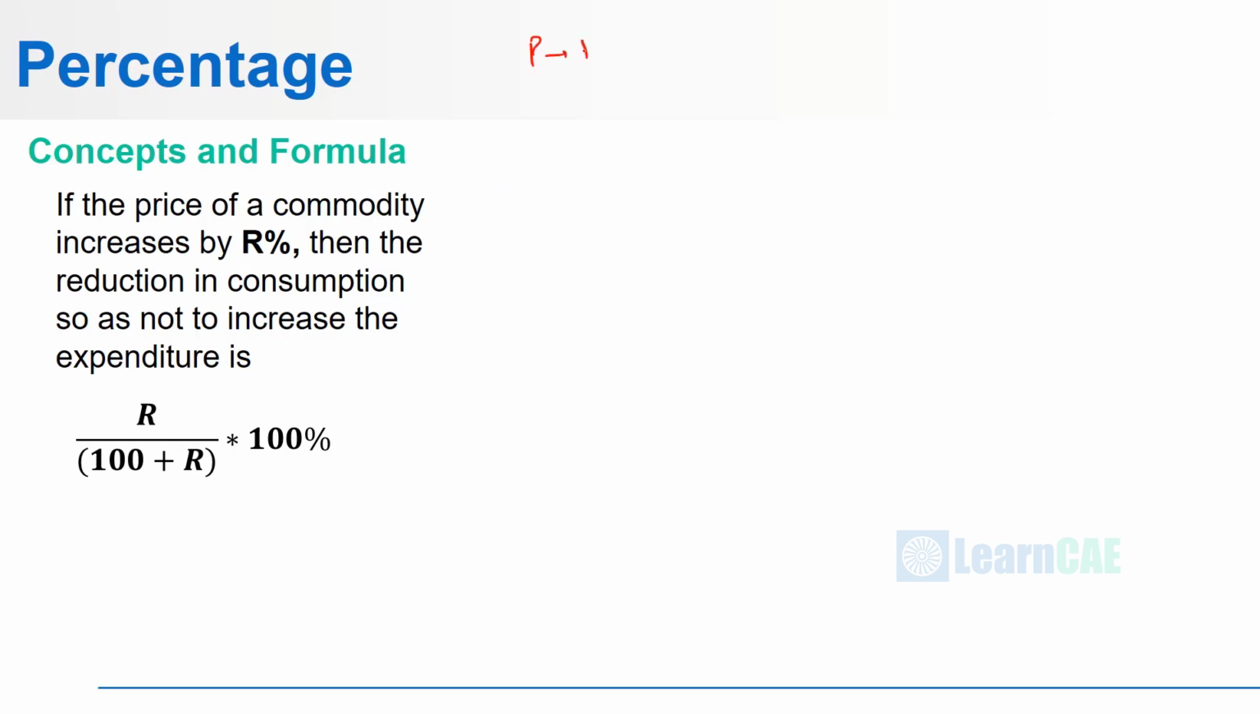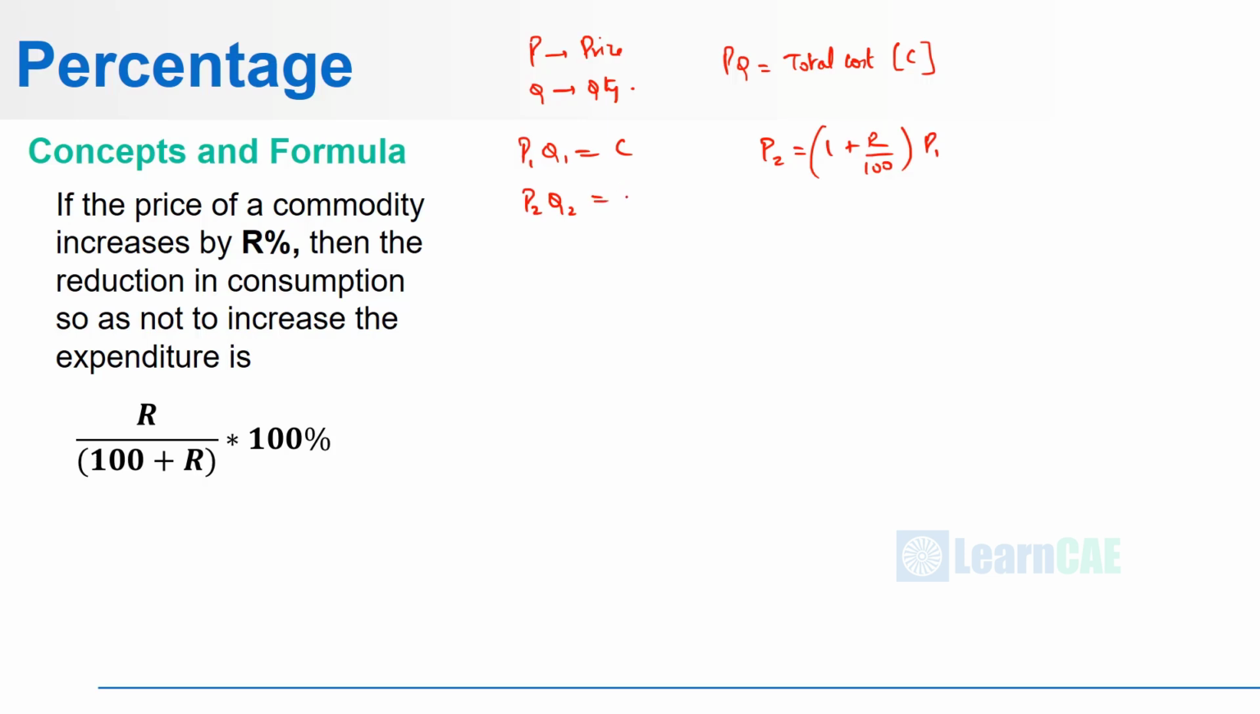Let P be the price and Q be the quantity of a commodity. Therefore, PQ will be equal to the total cost. Let it be C. Therefore, the initial price and initial quantity will be equal to the total cost. When the price is increasing by R percentage, then P2 will be the new price, which is equal to (1 plus R by 100) into P1. So we shall see the new price and new quantity should be equal to the same cost C.